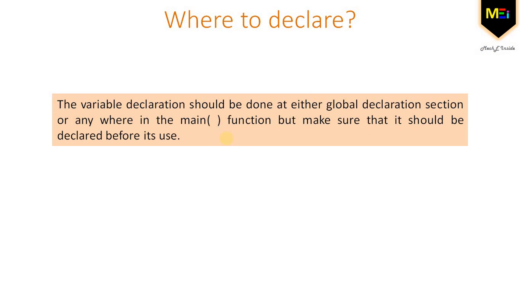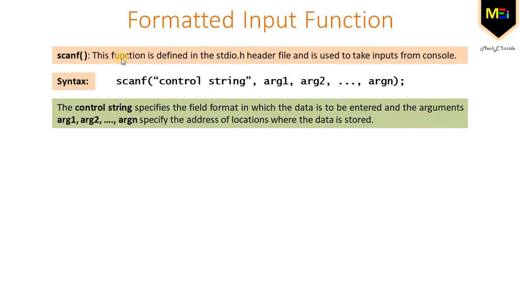Now let's have a look at the formatted input function available in the C language. The formatted input function available in C is scanf. This function is defined in the stdio.h header file and is used to take inputs from the console window. The syntax for this function is scanf, parenthesis start, then double quotes, then you write the control string, then double quotes close, comma, then you pass the arguments over here.